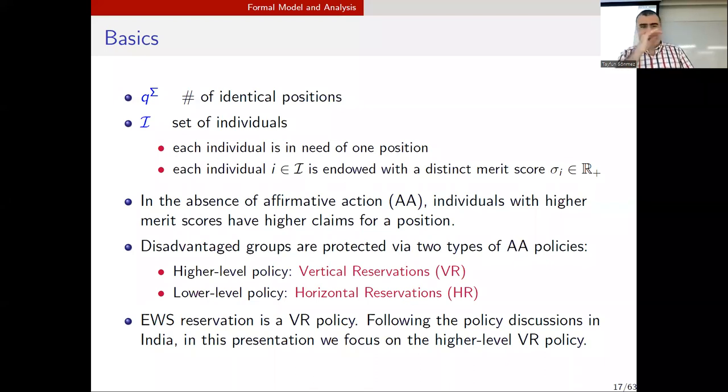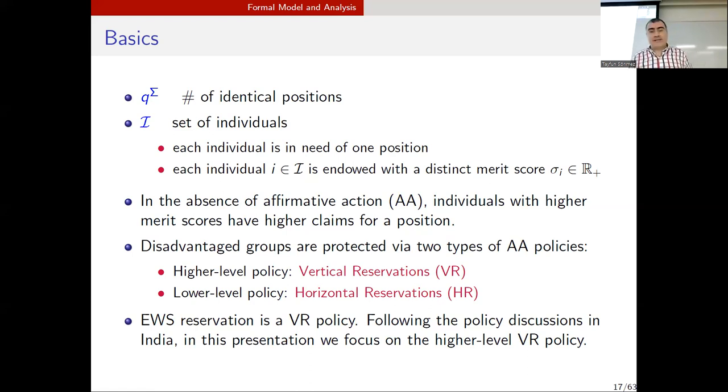So this is pretty much a similar model, so I'll go very fast for parts of this. We have sigma positions. I is the set of all individuals. Each individual is in one position. This is the same model, but a little bit simpler because I will ignore horizontal reservations for the presentation.